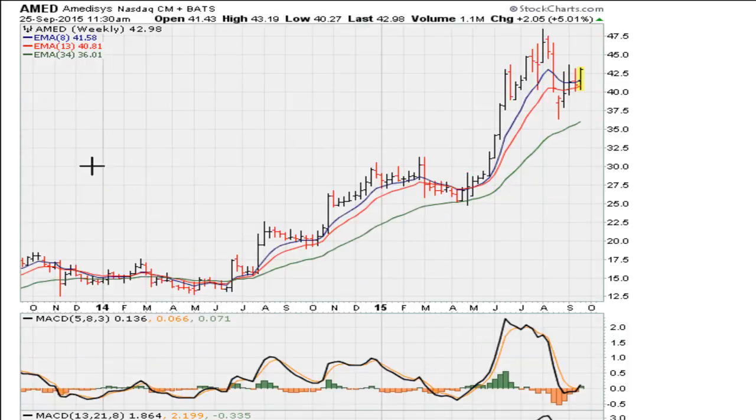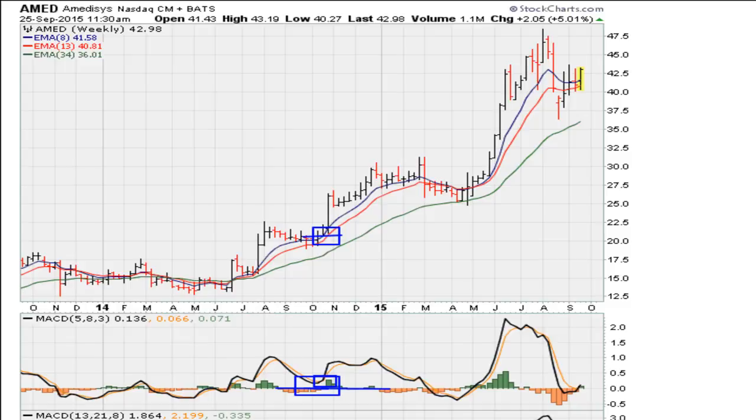Let's take a look at another example, AMED, on a weekly chart, 2-year weekly this time. Just want to show you this example here where the stock did try to test the 0 line, didn't even get to the 0 line, and did move higher. We also see that that corresponds with a crossover above 0. Crossovers above 0 are more powerful.